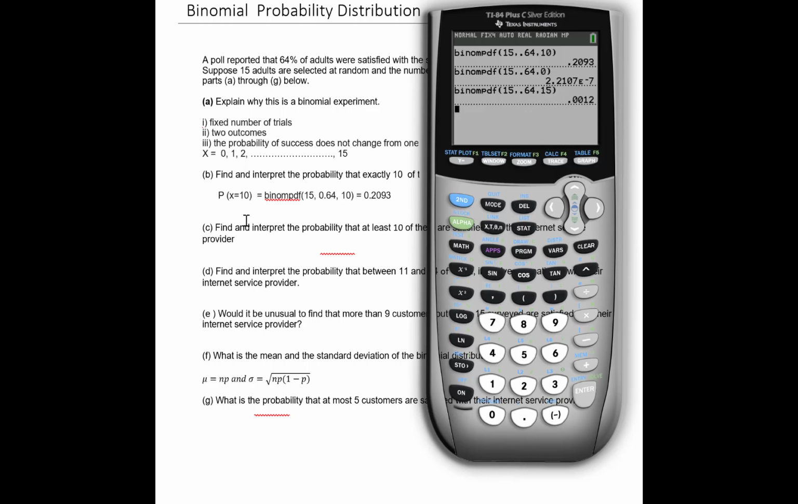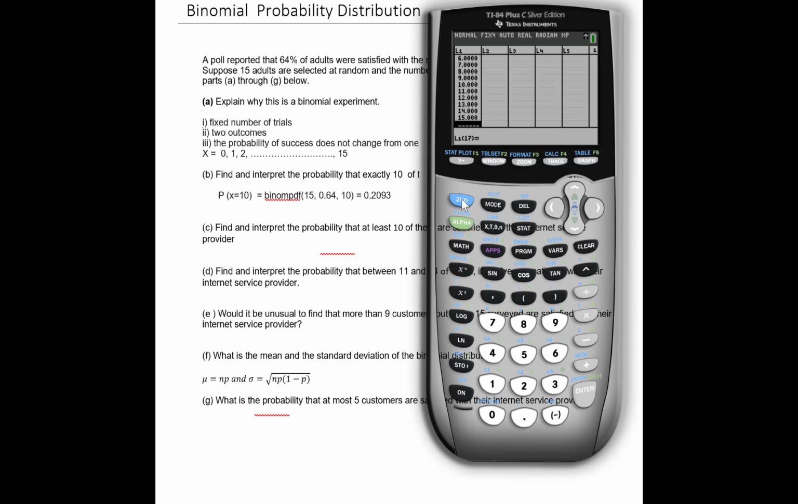Actually, guys, there is a way to find the probability of x equals 0, probability of x equals 1, 2, 3, 4, all the way to 15 in one shot. And let me show you how to do that. Look what I did here. I went to stat edit. I put L1, the values of the random variable. So I went from 0 all the way, as you can see, to 15.